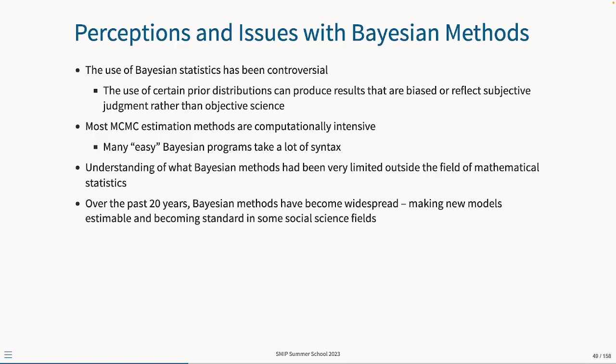So yes, the use of certain prior distributions can produce results that are biased or really are subjective judgment rather than objective science. That's one of the biggest complaints about Bayesian. We sort of get around that because if you publish a Bayesian analysis, typically it's good practice to report what your prior distributions were and why you picked those, right? So people can evaluate those.